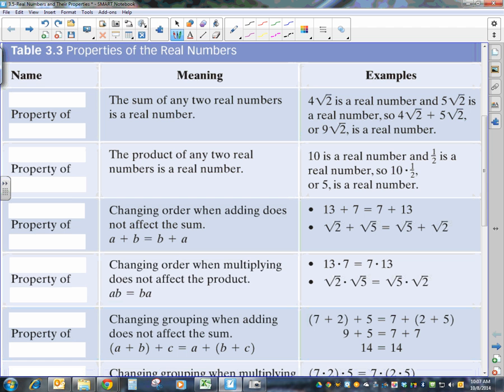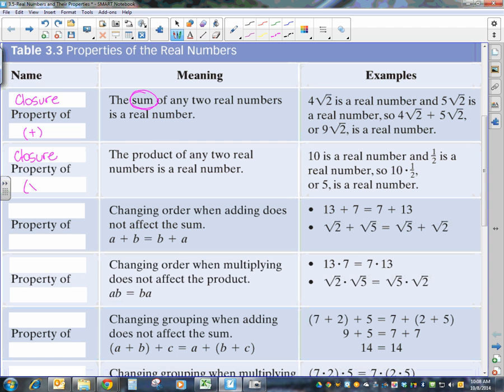Okay, first off, we have a property. I don't know if you've ever heard this before. This is the closure property of addition. And that means if you add any two real numbers, you always get a real number. Okay? There's some examples that you can go through. I want to go through it quickly. If you have any questions, then please come and see me.